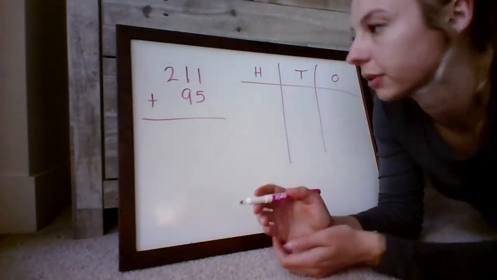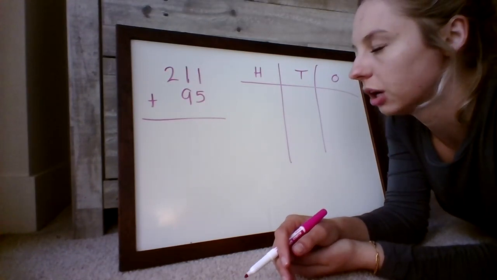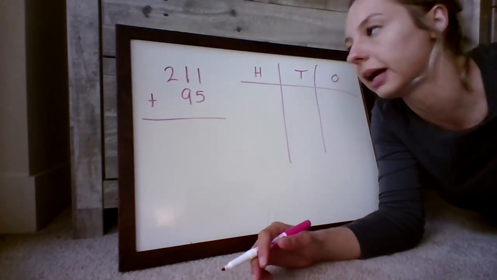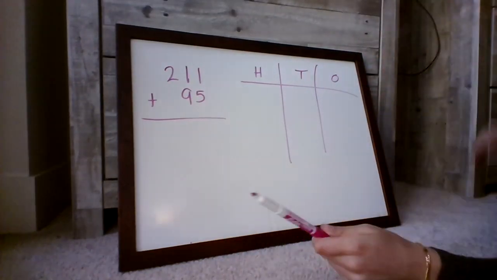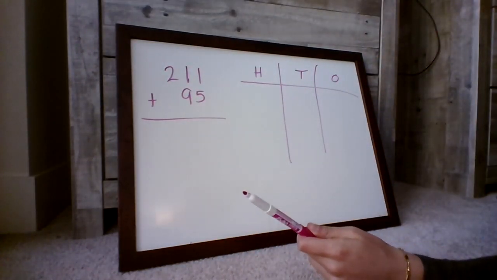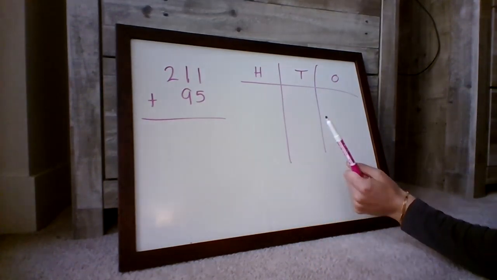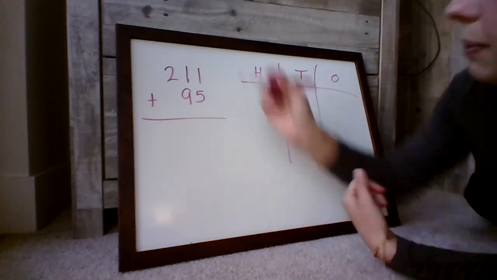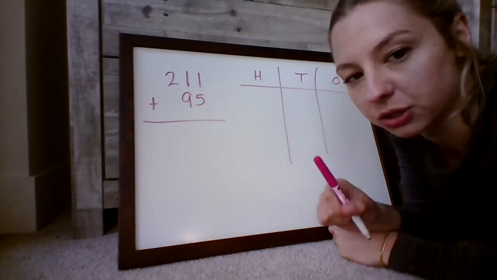Here's our next one. 211 plus 95. Let's go ahead and add 211 plus 95, but let's start with drawing, okay? Sorry, friends, hold on one second. Okay. Let's start by drawing the top number. Always start with drawing the top number, especially the big number.